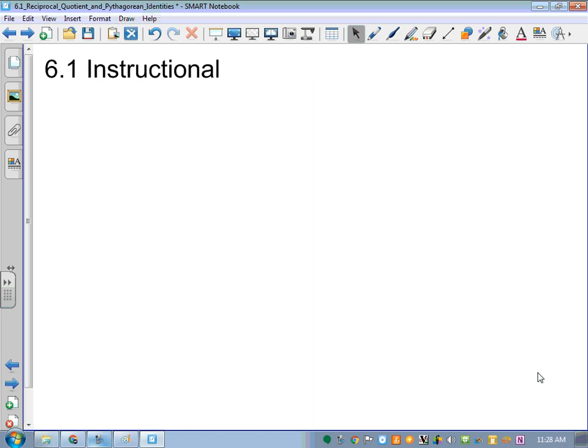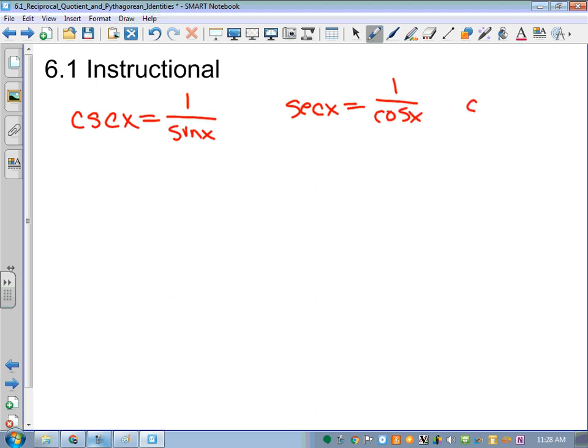So 6.1 is talking about the reciprocal identities. These are on your formula sheet, and it's talking about how cosecant x is 1 over sine x, secant x is 1 over cos x, and cotangent x is 1 over tan x. Really what this means is that anywhere you see cosecant x, you could replace it with 1 over sine x. And I put that bracket there because that's going to be beneficial as we plug them in.